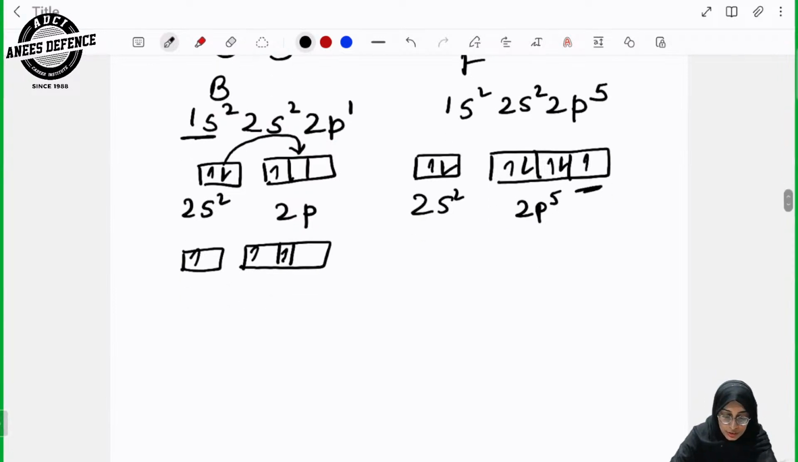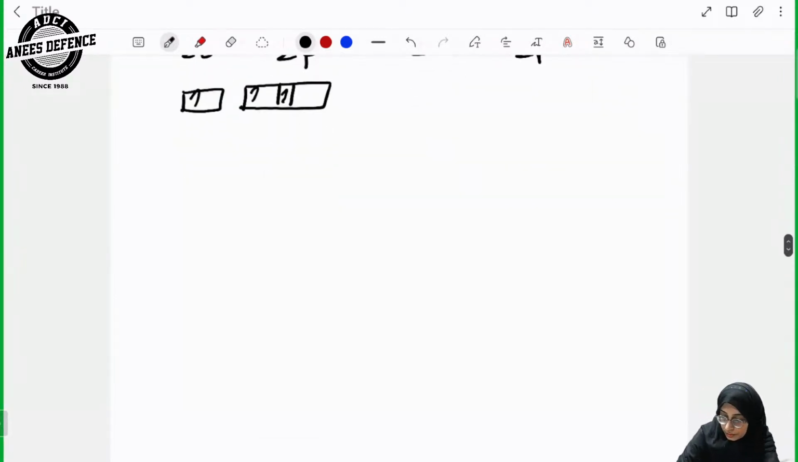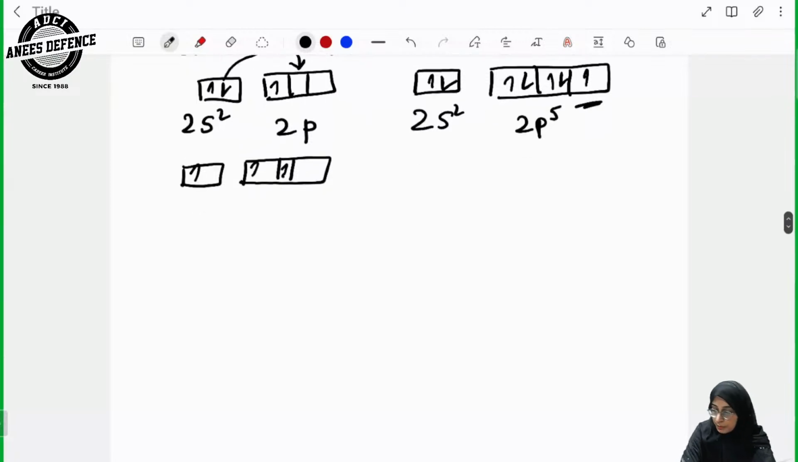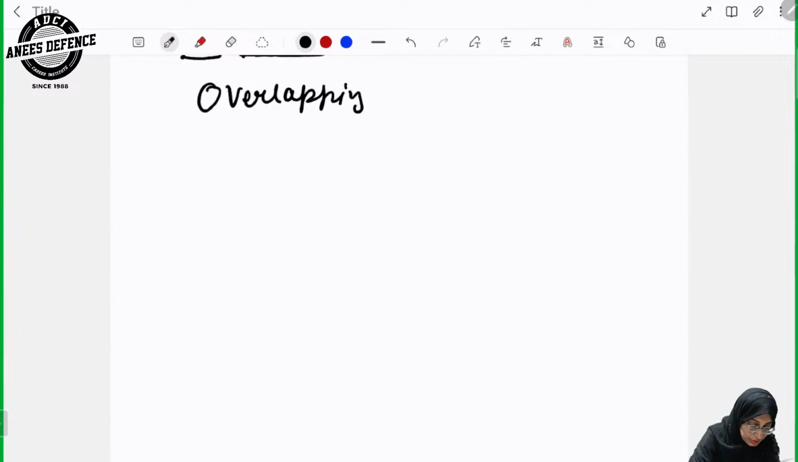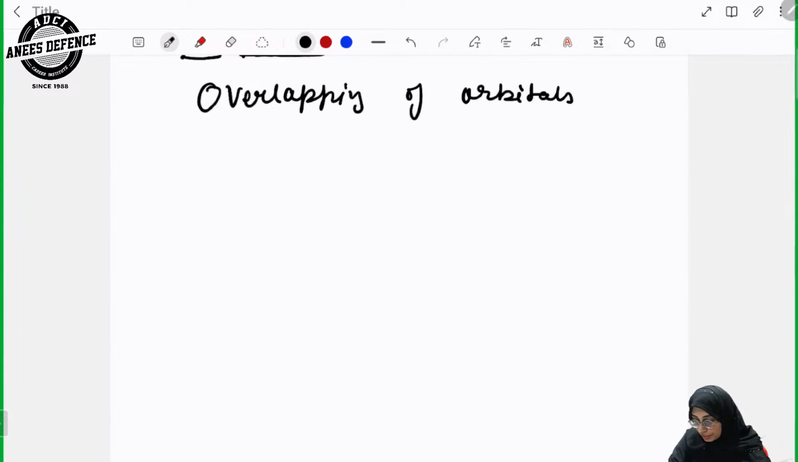Okay. We will see first the types of bond, depending upon the overlapping of the orbitals. It is of 2 types: sigma bond and pi bond. On the basis of this, we have 2 bonds: sigma bond and pi bond.